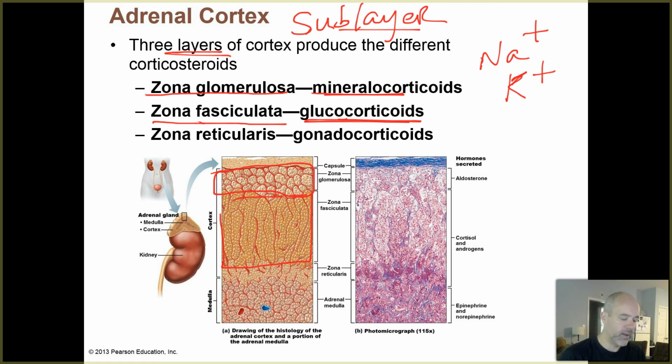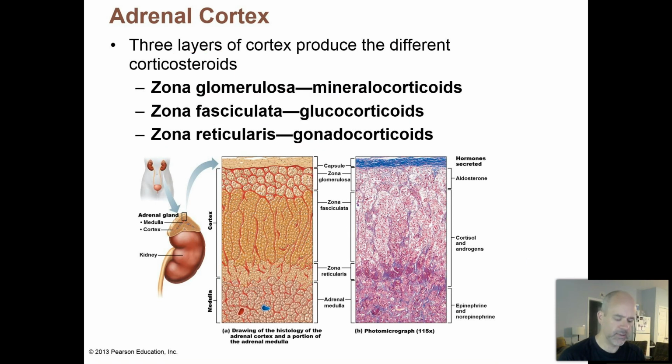among other things as well. And then finally, the deepest sublayer of the adrenal cortex is the zona reticularis, and the hormones made there are gonadocorticoids. So corticoid tells you it's made in the adrenal cortex, gonado referring to the gonad. So these are going to be hormones that act on the ovaries and the testes. And those are actually sex hormones that are produced at lower levels than the testes and the ovaries do in males and females, but nevertheless, some of those sex hormones are produced here in the adrenal cortex.